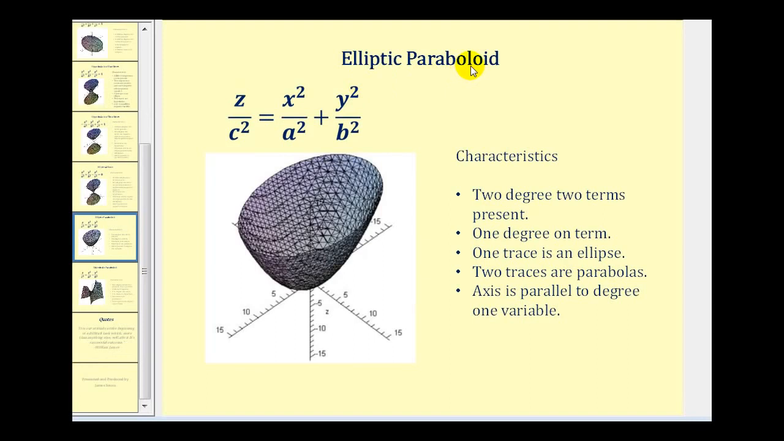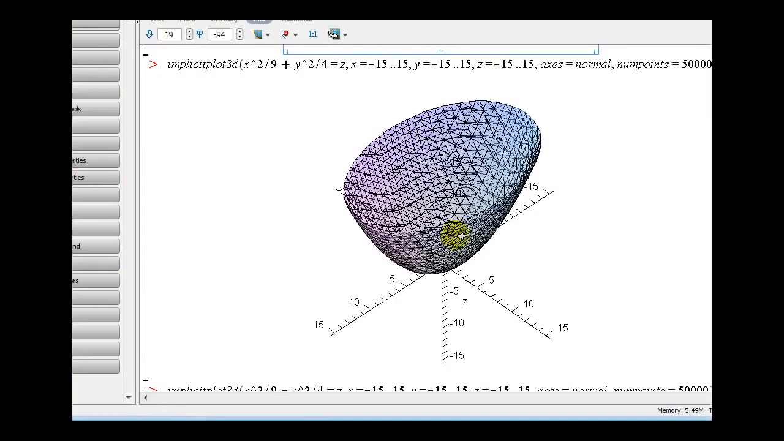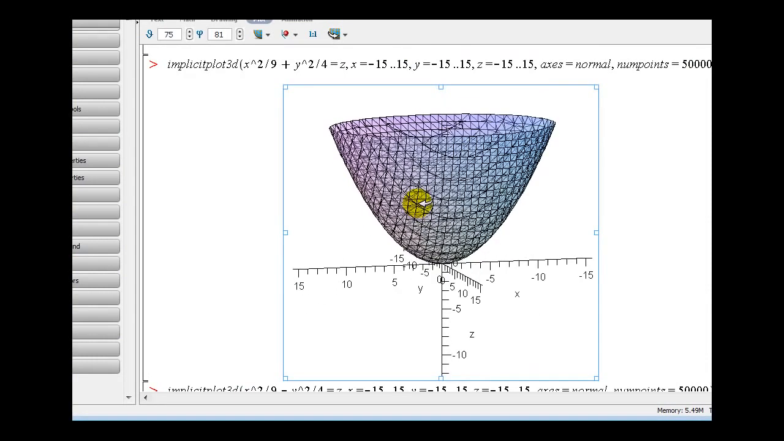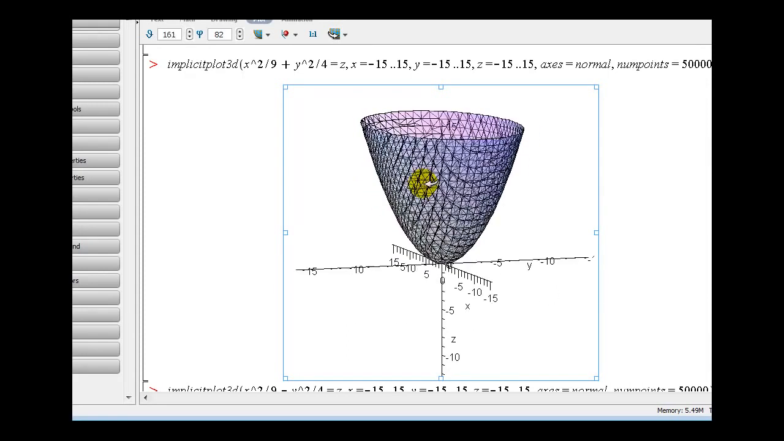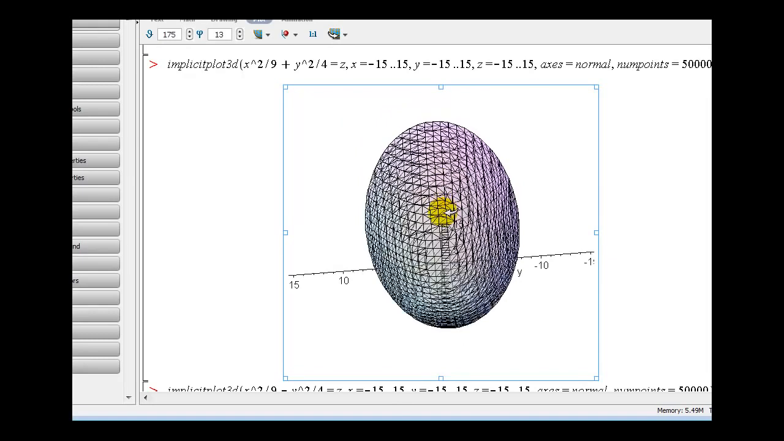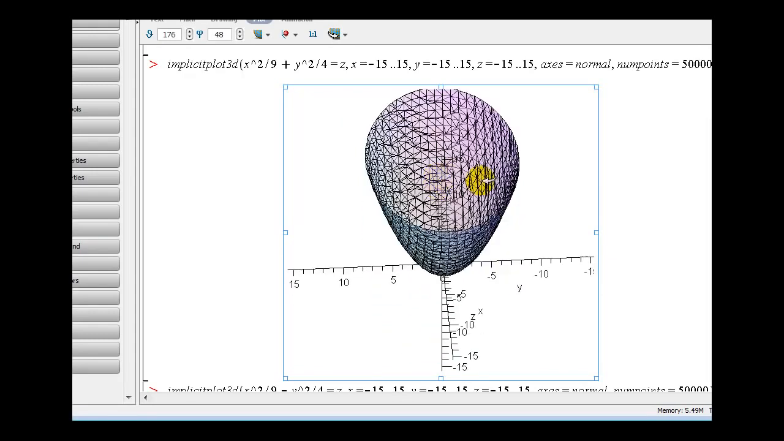Next we have the elliptical paraboloid. Notice now there are only 2 degree 2 terms and 1 degree 1 term. Here the z term is degree 1, but again it doesn't have to be the z term, it could be the x or the y term that's degree 1. 2 traces will be parabolas and 1 trace will be an ellipse, and the axis will be parallel to the degree 1 variable. Here's the elliptical paraboloid. Notice in this case the xz trace is a parabola as well as the yz trace, and the xy trace is elliptical. This is the elliptical paraboloid.